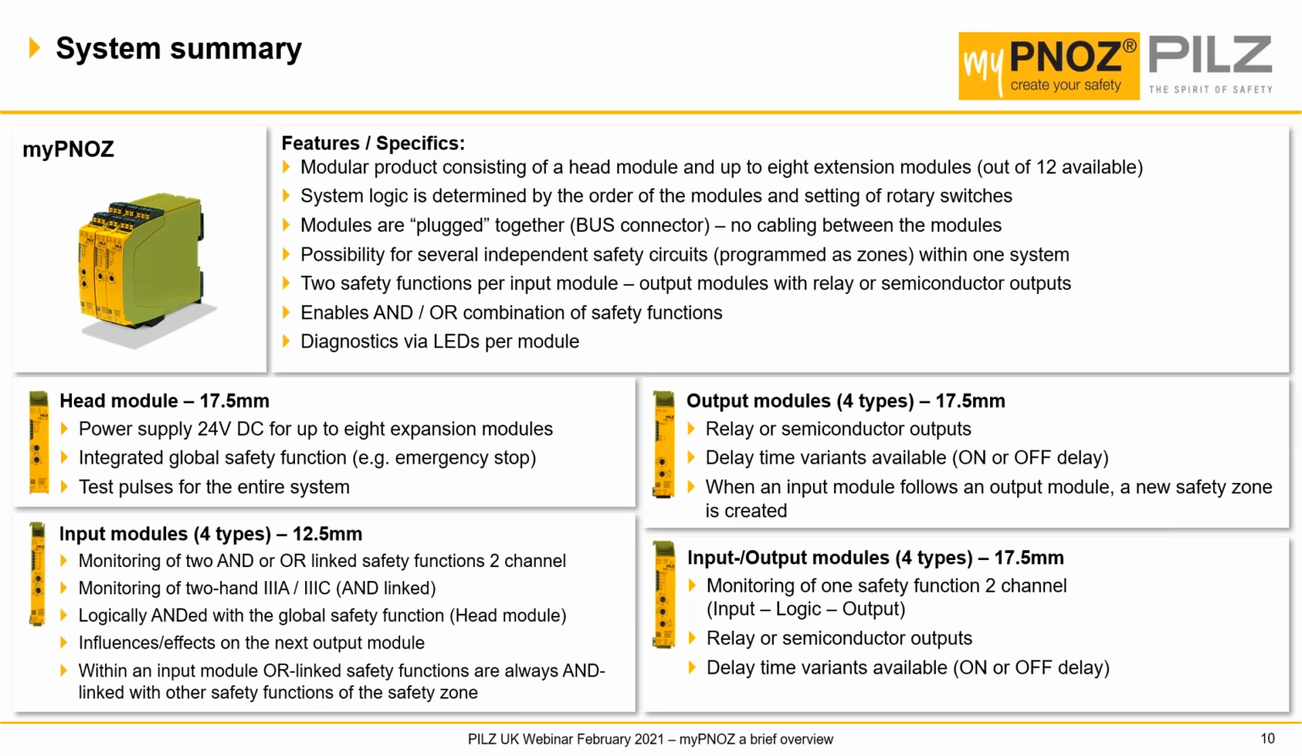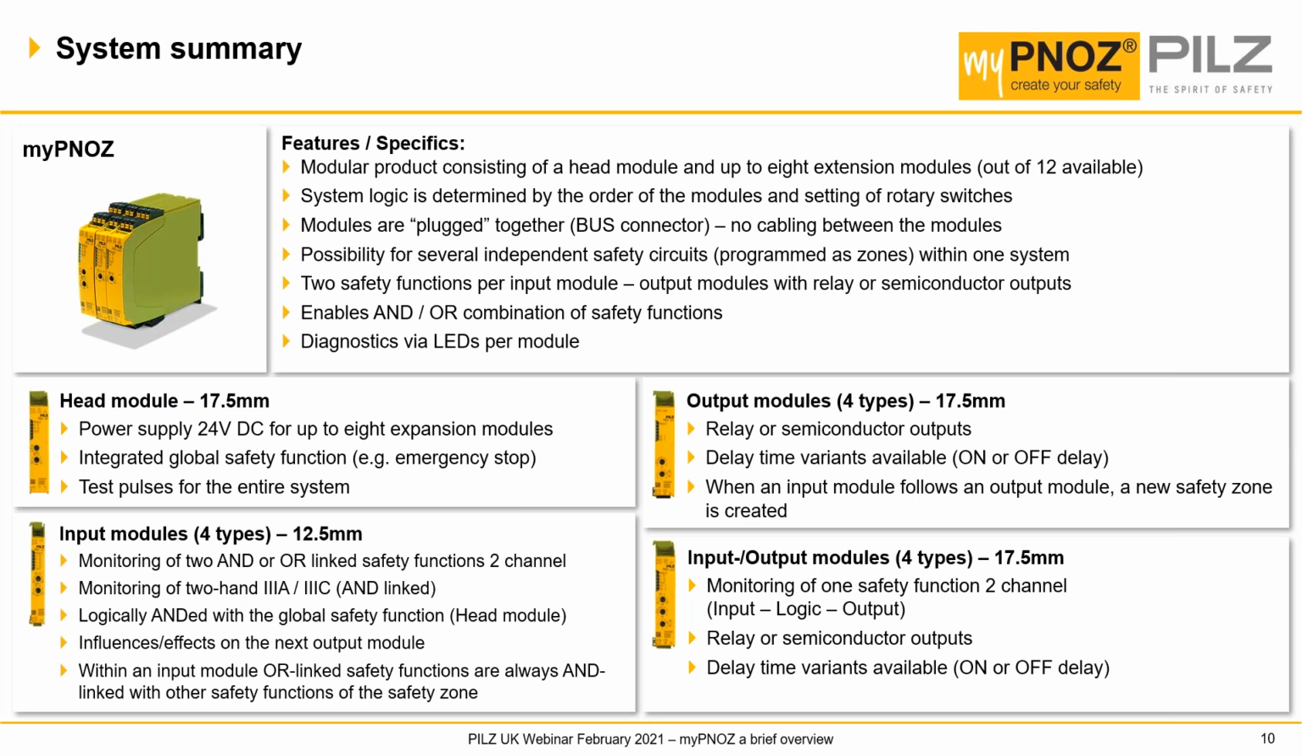So all input modules influence the following output module, and then with another input module afterwards, another output module would be required. Within an input module, you can have all linked safety functions, and they are always AND linked with other safety functions of the same zone.